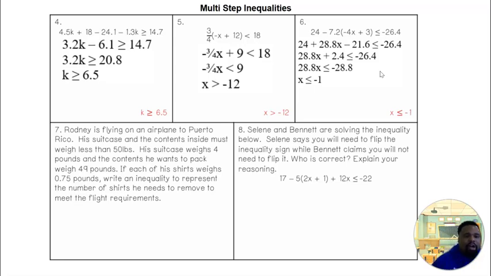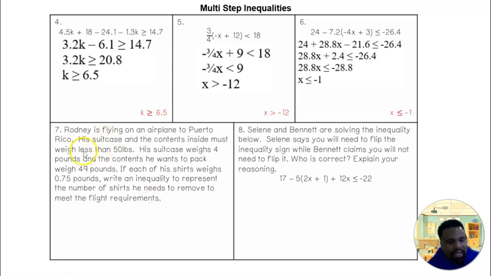Rodney is flying on an airplane to Puerto Rico. His suitcase and the contents must be less than 50 pounds. So that's your inequality, less than 50. His suitcase weighs 4 pounds. And the contents he wants to pack weigh 49 pounds. If each of his shirts weighs 0.75 pounds, write an inequality to represent the number of shirts he needs to remove.